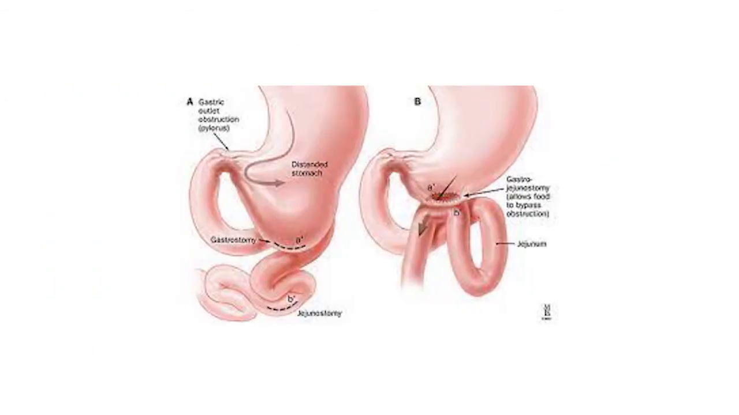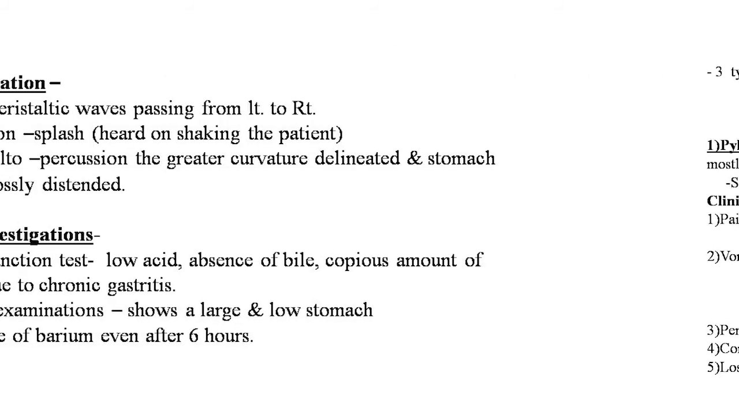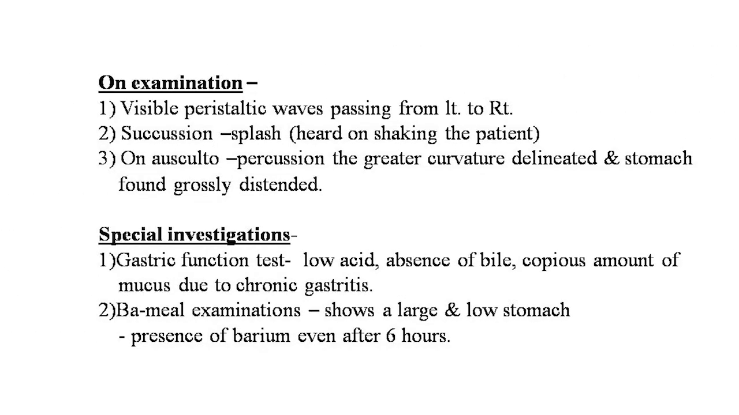Clinical features: onset is slow and silent. Pain loses its definite relation with food. Sensation of fullness. Vomiting is the classical symptom. Copious, projectile and foul vomiting is characteristic. Vomitus contains undigested food. Vomiting gives considerable relief. Periodicity is lost. Constipation is also a complaint. Loss of weight. On examination, visible peristaltic waves pass from left to right.